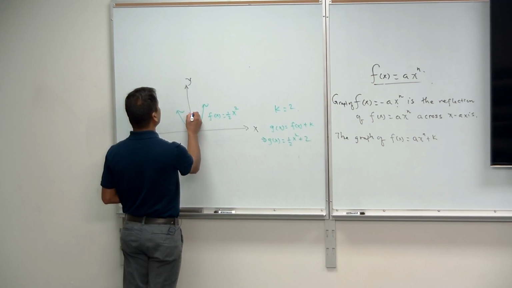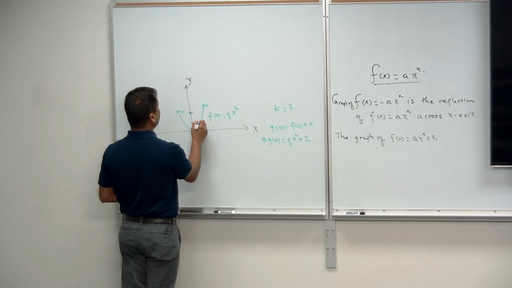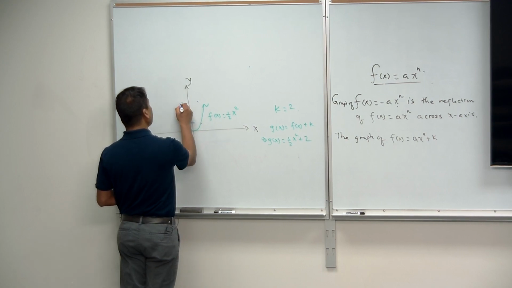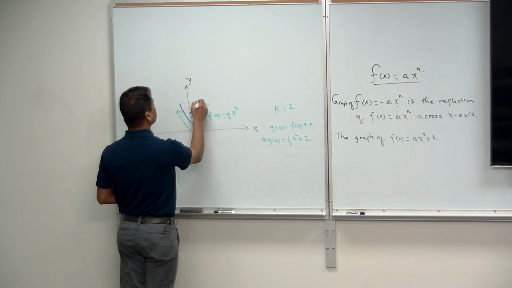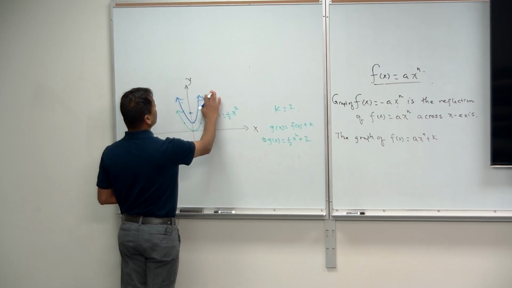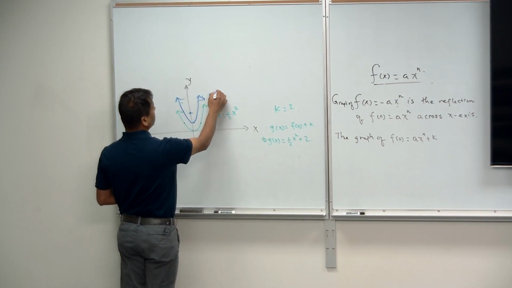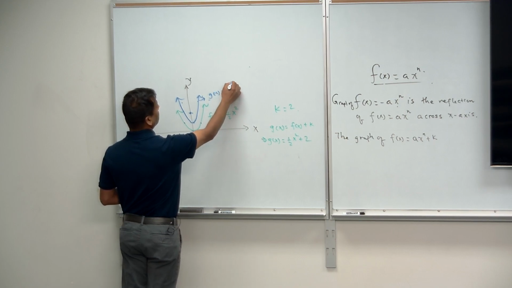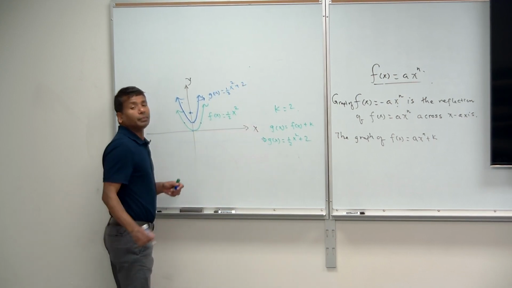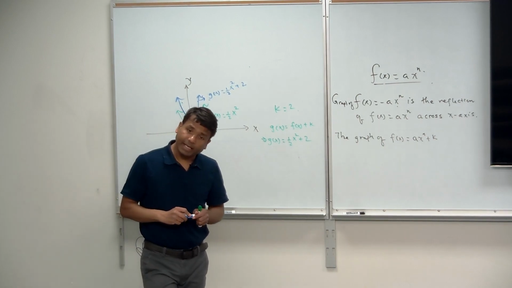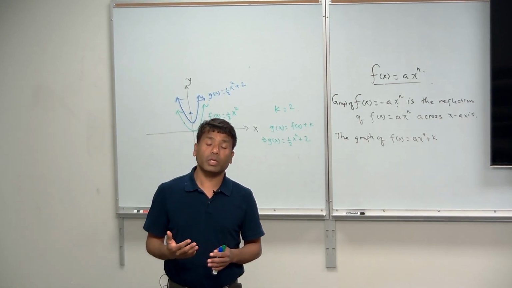So this is 1 unit, 2 units. So it will be here, and this point will be 2 units up. This point will be 2 units up. So you'll have a graph like this. So this is the graph of g(x) = half x squared + 2. That makes sense, because the value of k is 2, positive, right?